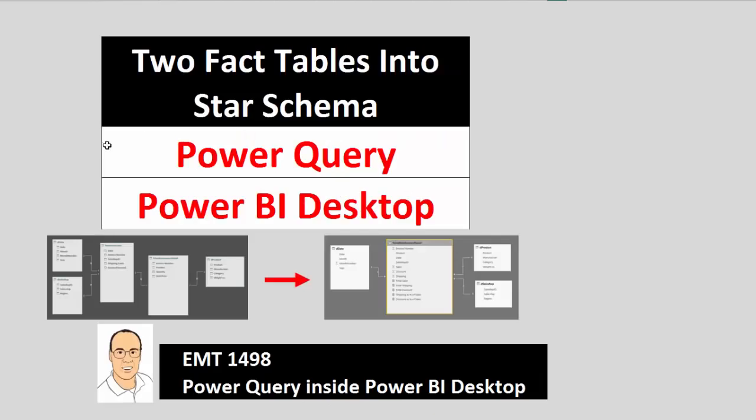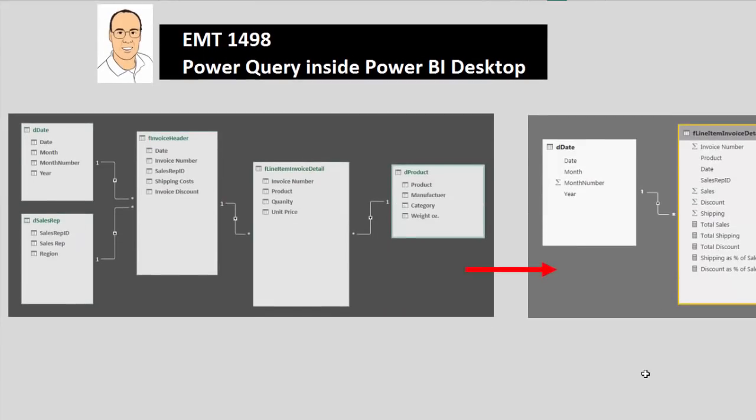Welcome to a video where we'll see how to use Power Query inside Power BI Desktop to go from two fact tables into a proper star schema. Now, this is actually Excel Magic Trick 1498, but we're really not going to be using Excel proper, even though the data model is going to start in Excel. We're going to be using Power Query inside Power BI Desktop.